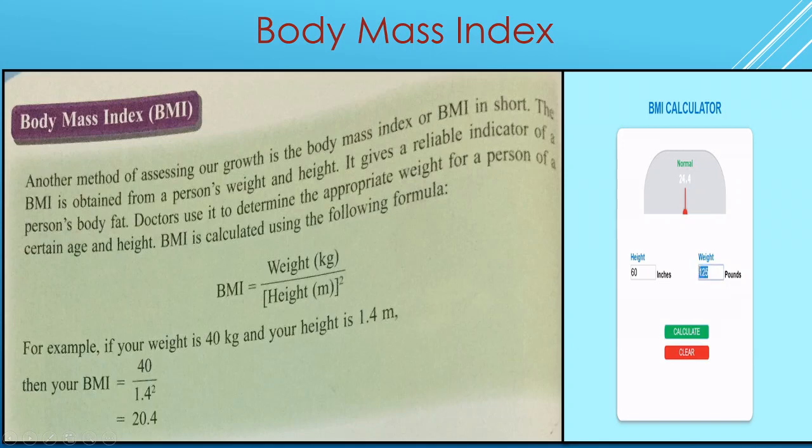The formula for BMI is weight in kilograms divided by the height in meters squared. For example, if your weight is 40 kilograms and your height is 1.4 meters, then you divide 40 by 1.4 meters squared. So the answer is, your BMI is 20.4.